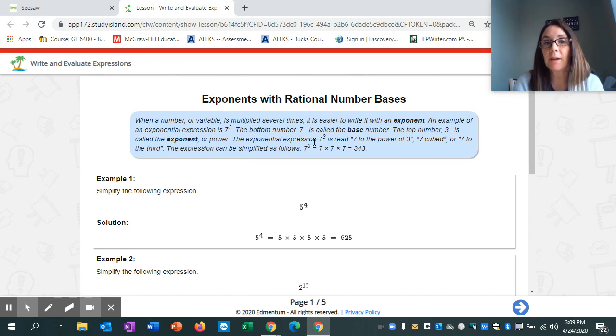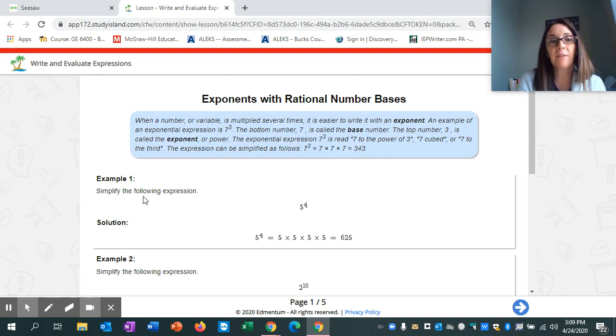The exponential expression, 7 to the third power, is read 7 to the power of 3, or 7 cubed, or 7 to the third. The expression can be simplified as follows. 7 to the third power is the same as 7 times 7 times 7, which equals 343. Let's take a look at some examples.